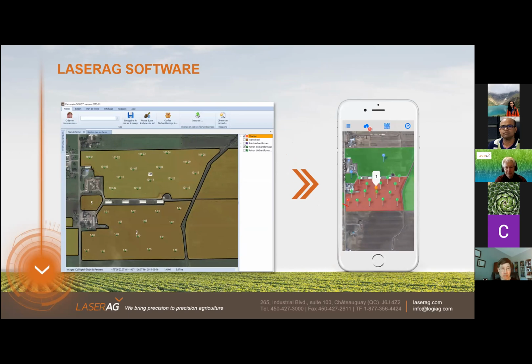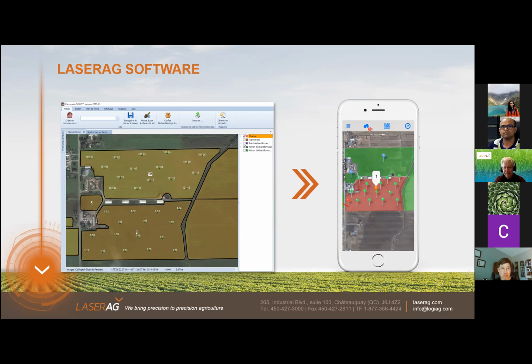We've also developed, of course, we're in the agricultural field. We serve 6,000 farms. We cover 2 million acres. We've developed software for sampling aid. So on the left of the screen, we've developed software that we call LaserAg Partner, and you use it to import shape files, to draw field contours, and to plan a sampling pattern.